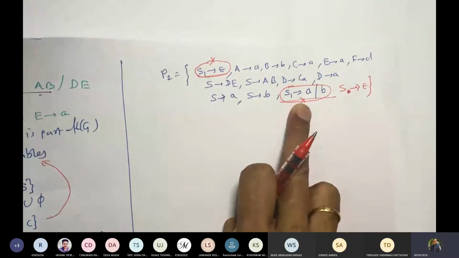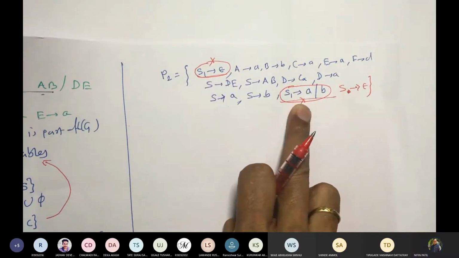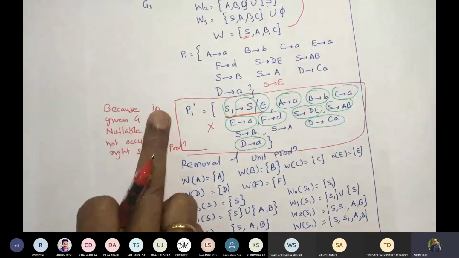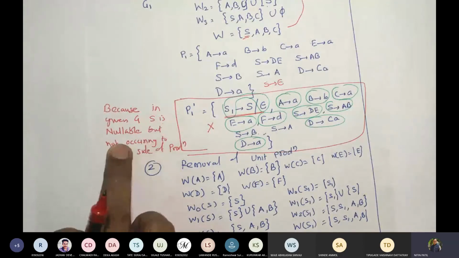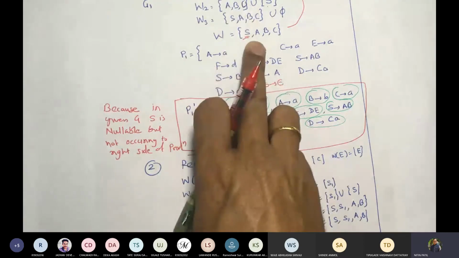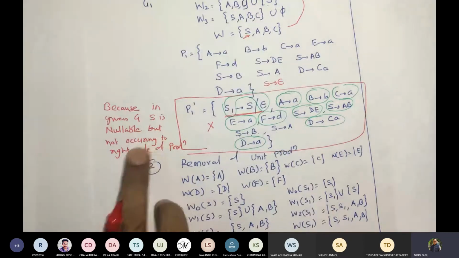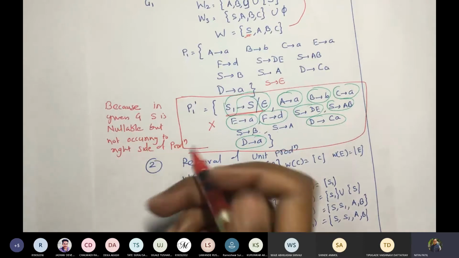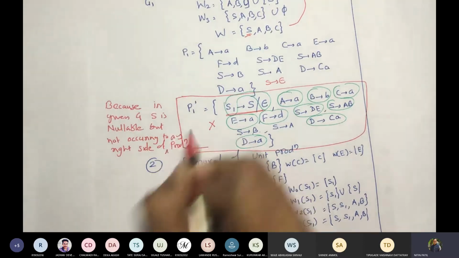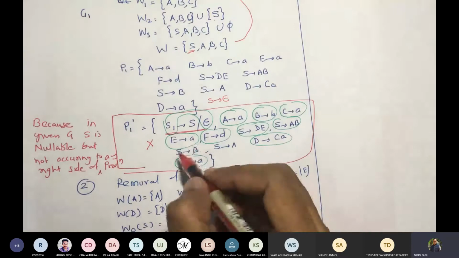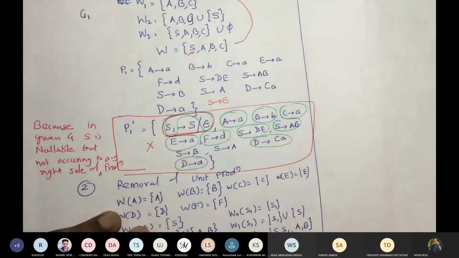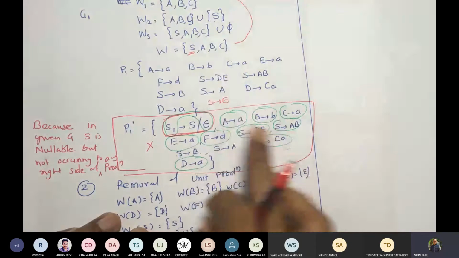Why did we remove this? Can somebody repeat now what I said a while ago? I wrote the statement here. Because in the given grammar G, S is nullable, which we can see here. Correct. And moreover, it is not occurring on the right side of any production. I can write here any production. And that is the reason you do not have to introduce this thing. You will keep S gives epsilon.